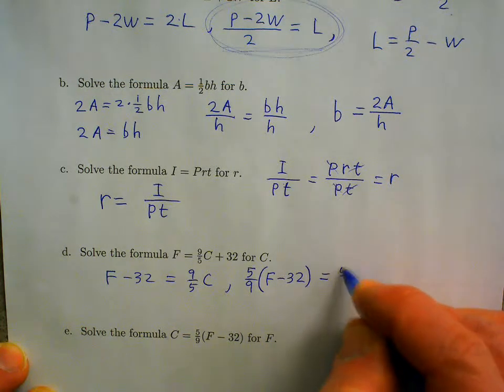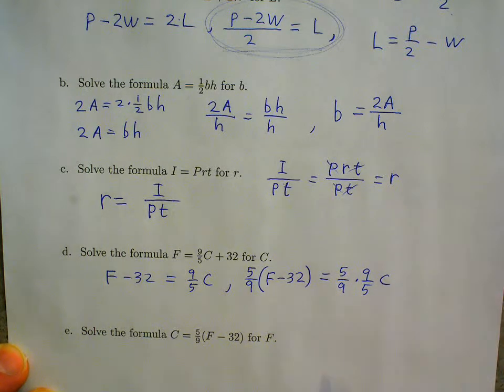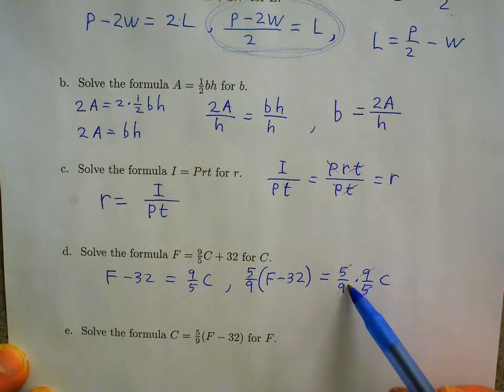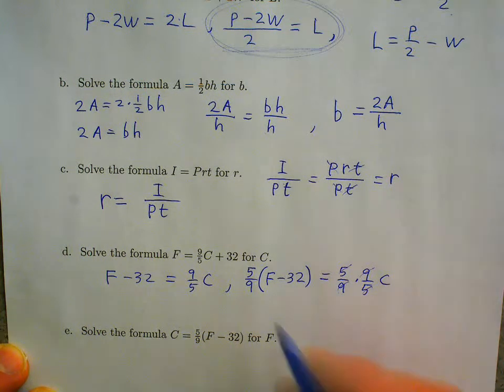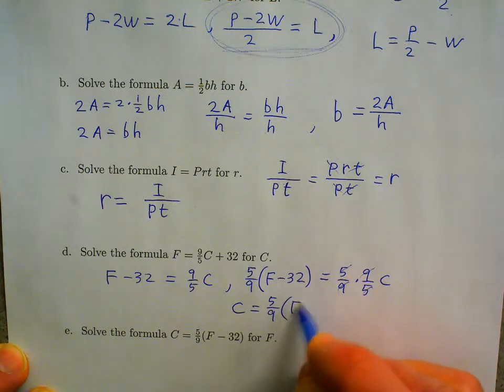And then on the right-hand side, 5/9 times 9/5 C. Well, anytime you multiply a non-zero number by its reciprocal, you just get positive 1. So 5 divided by 5 is 1, and 9 divided by 9 is 1. So we can write C is equal to 5/9 times the quantity F minus 32.